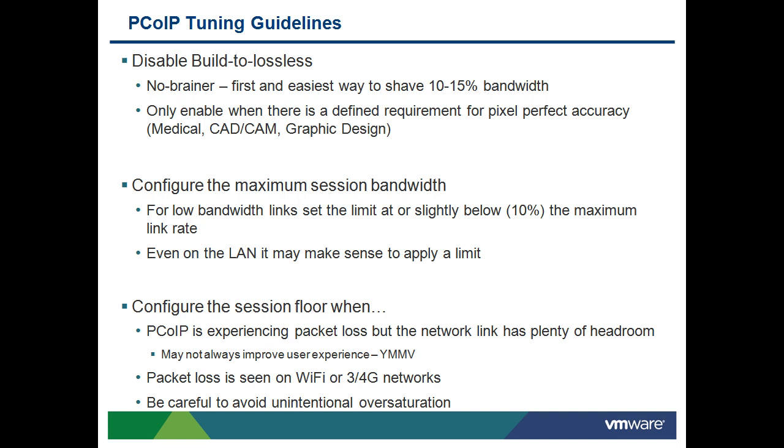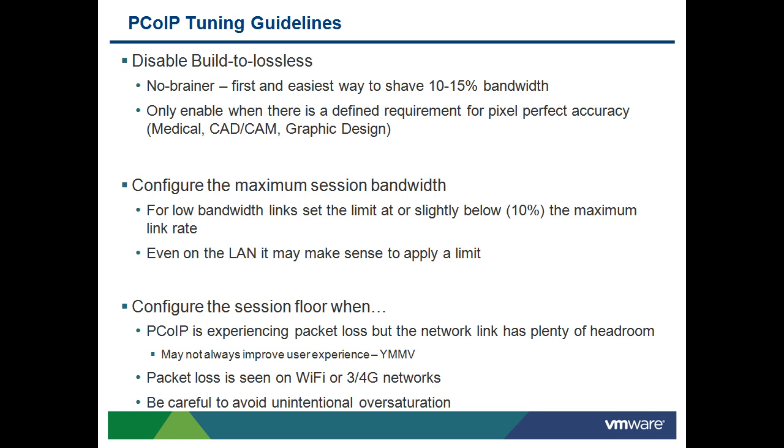Configure the session floor. When PCoIP is seeing a lot of packet loss and is adjusting down, but you've confirmed and verified that the network link has plenty of headroom. This is usually seen on a Wi-Fi access point or maybe a 3G or 4G connection because those can be very peaky and spotty, and PCoIP may throttle down on those. But if you know you have bandwidth, especially on like a 4G network, you can set the floor to keep PCoIP from being so aggressive. And this is just sort of forcing packets through the connection at a higher bandwidth. But there are cases where this does improve user experience.